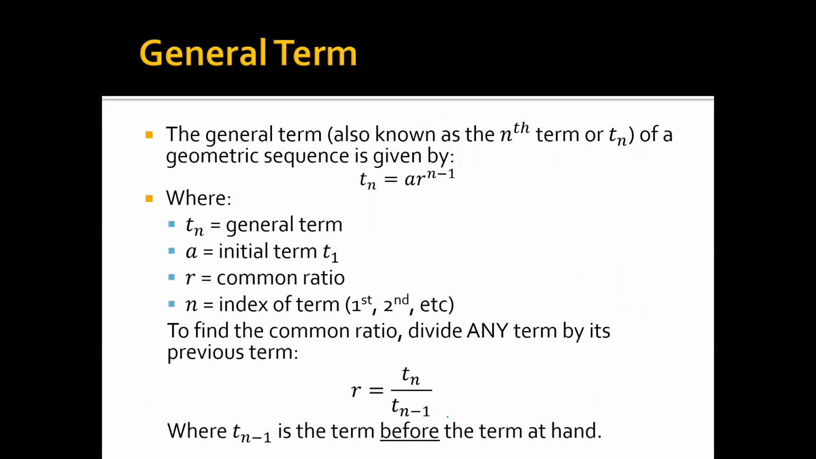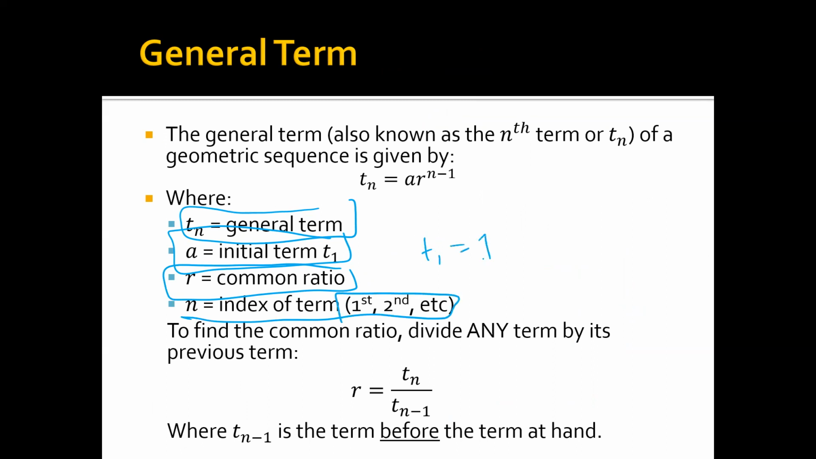So in general, here's the general term. We have t at n as the general term. A is the first term, T1, same idea as before. The common ratio is r, and the index of the term is n. T1 is the first term, T2 is the second term there, and so on and so forth. I think you kind of see the pattern there. So very similar to what we saw before.